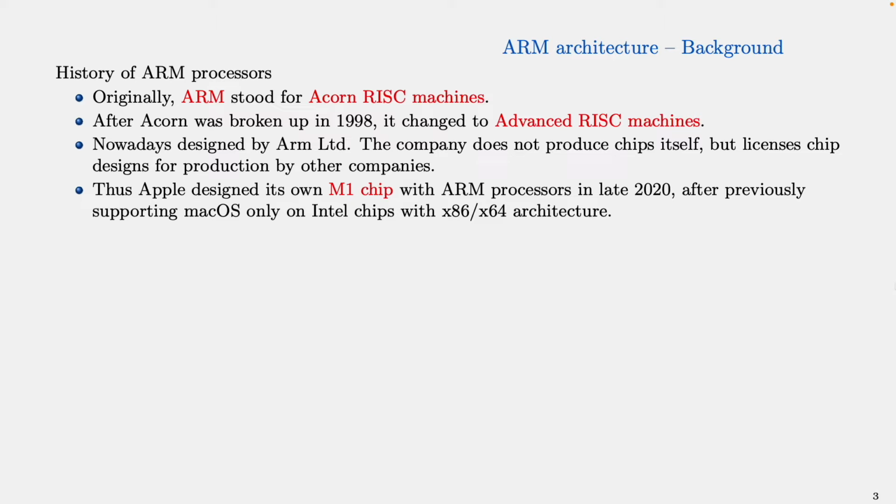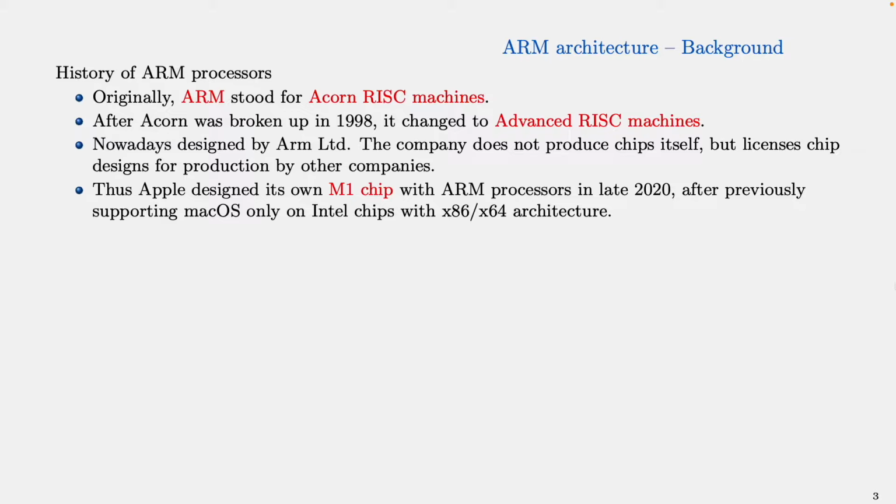Some background on the ARM architecture. Originally, the acronym ARM stood for Acorn RISC Machines, named after the company Acorn, which first designed them. That company was founded in 1978, and eventually in 1998 it was broken up, and then the name was changed to Advanced RISC Machines.